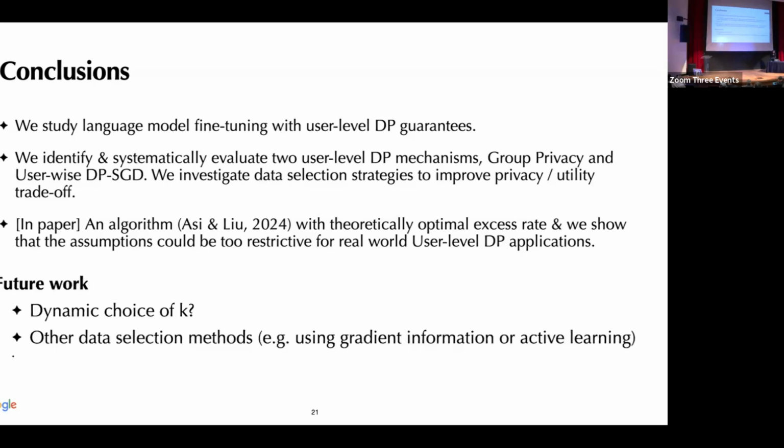And for future work, there's definitely something we haven't explored in this work. For example, currently for most of the evaluation, we're fixing K, the number of examples we select per user. We can try to explore a more dynamic choice of K. And there might also be some less naive or less intuitive ways of selecting data. For example, if you use some sort of gradient information in a private way, or use active learning in a private way, maybe you can achieve better utility and privacy trade-offs.